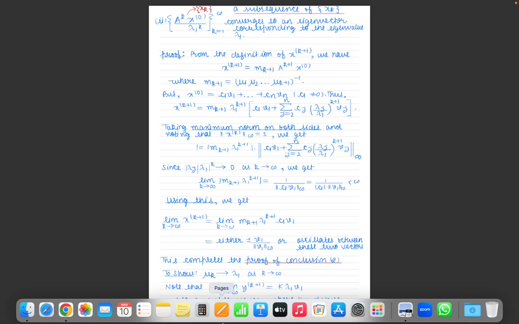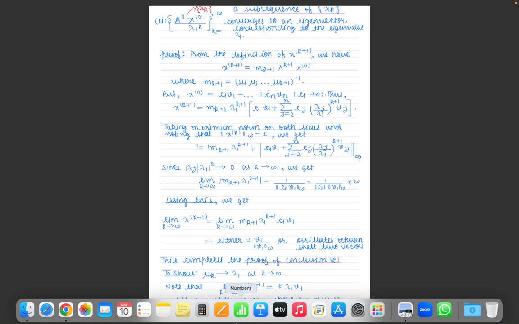Because you can always choose a subsequence that will converge to either v1 upon the norm infinity of v1, or minus v1 by the norm infinity of v1. And in either case, you are getting a scalar multiple of v1. And remember, v1 was already an eigenvector corresponding to the dominant eigenvalue. So in either case, you are getting an eigenvector corresponding to the dominant eigenvalue. Okay.